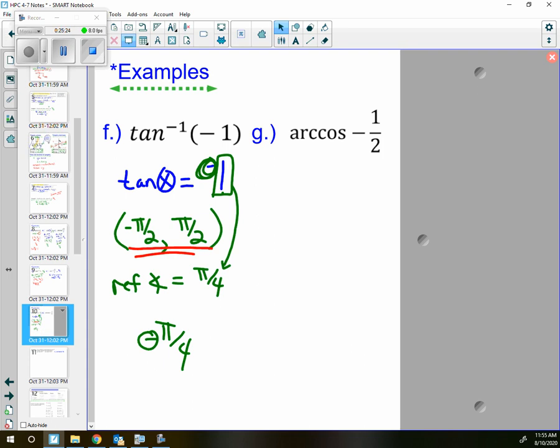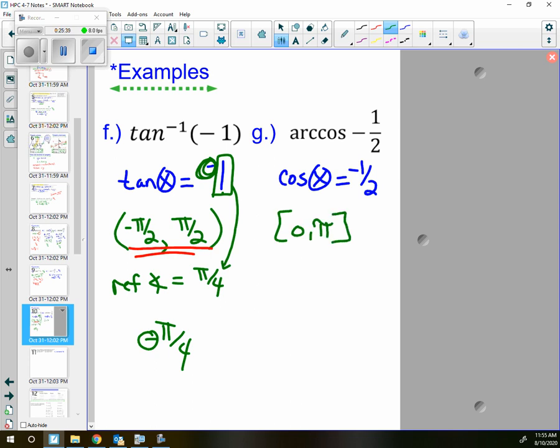Okay, arc cosine of -1/2. So think about cosine here. So that's asking the question, when is cosine equal to -1/2? For what angle measurement? So we're looking for that angle. All right, so what's the restriction for cosine? Well, that one's 0 to pi. So we need to pick an angle that's between 0 and pi. Pause the video, see if you can come up with your answer. When would cosine be -1/2?